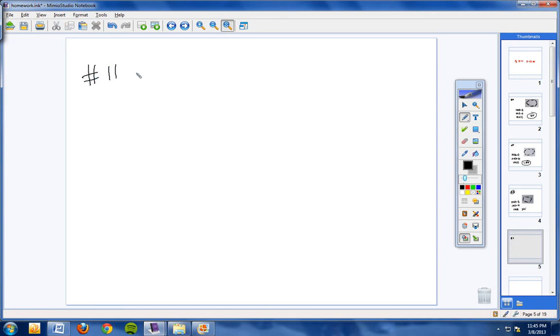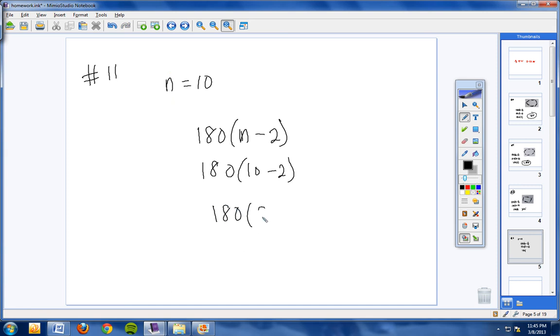In number 11, they simply tell us n equals 10. Isn't that simple? It's a piece of cake. They want us to find the sum of the interior angles of a polygon that has 10 sides. So they don't even give you a picture, they just tell you the polygon has 10 sides. And so 10 minus 2, where the n is, I substitute 10. 180 times 8 would be 1,440 degrees. Alright, so the interior angles added up for a 10-sided polygon is 1,440.